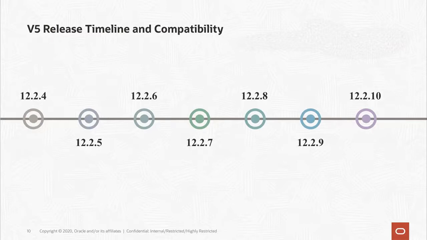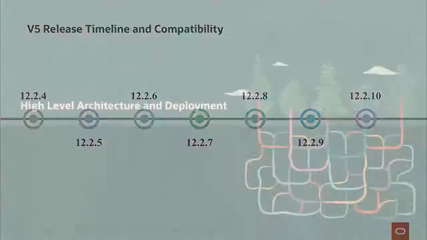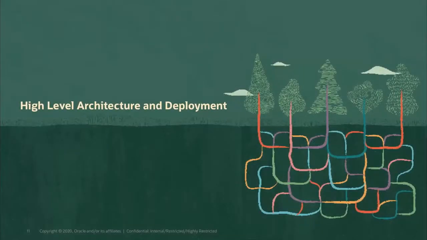And we take a lot of care to make sure that we keep that promise when we go from release to release. So we always get the new release applicable to every EBS drop starting from 12.2.4, and V5 is no different from that. Okay, so how does ECC work?